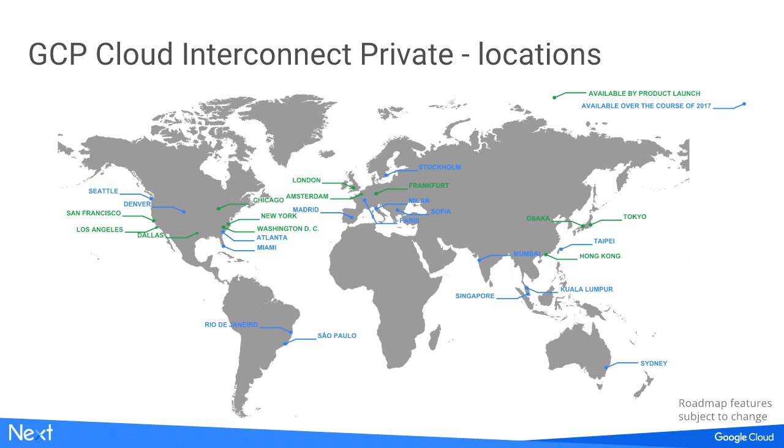Shortly, when we come out with the product, you'll be able to connect to us where all these green areas are. And over the course of 2017, we'll be lighting up a lot of these areas in blue. These are points of presence that Google has across the globe. So what is a point of presence?